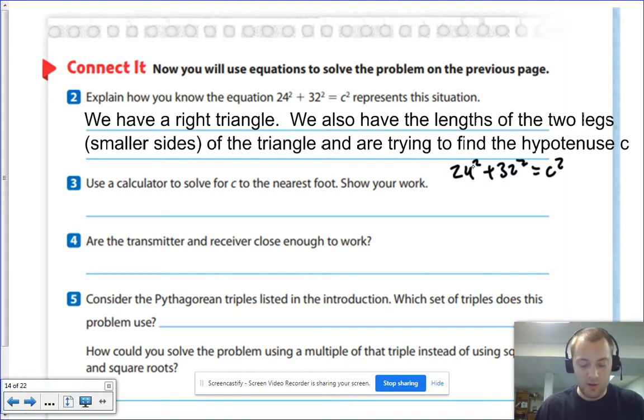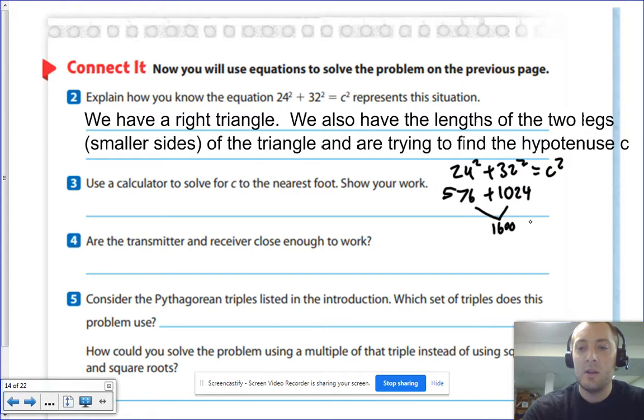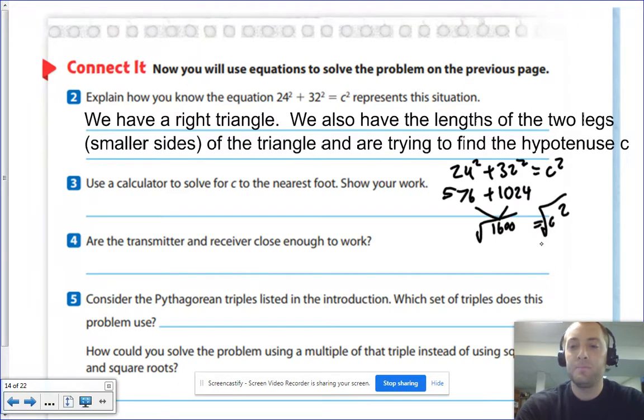So 24 squared, or 24 times 24, I get 576. 32 squared, which is 32 times 32, is 1024. And those are added together, so let's add them together right away. So 1024 plus 576, I get 1600, and that should equal c squared. Now, think about solving equations. We have the c squared by itself, but we don't have the c by itself, and our last step is to do the square root. So that'll get us c all by itself, and the square root of 1600, you might want to use a calculator for that. I know the square root of 16 is 4, so I'm guessing it's going to be 40.